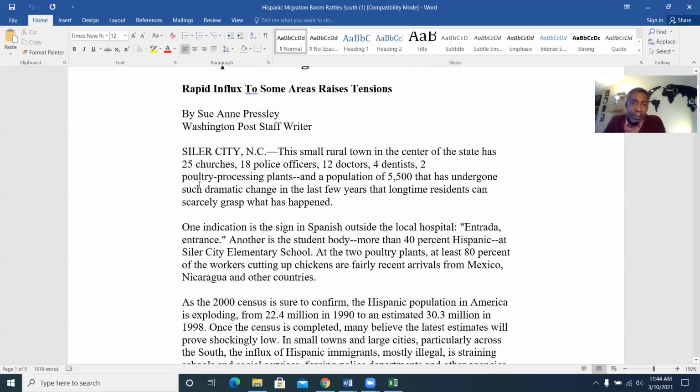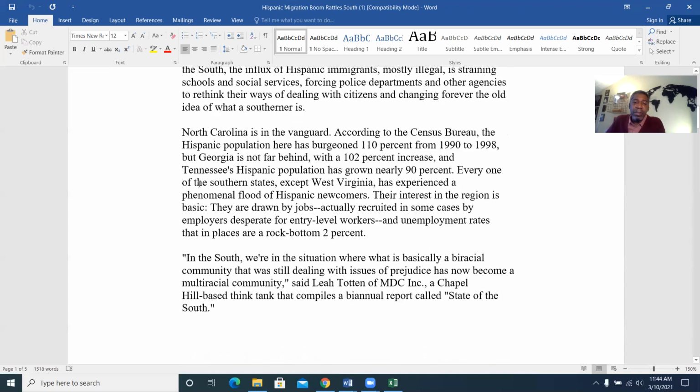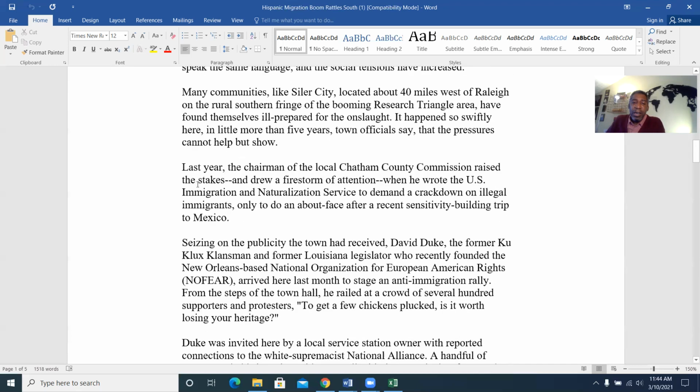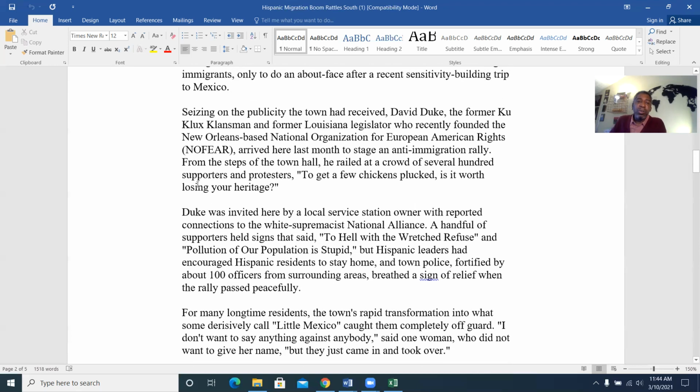And in the case of Siler City, North Carolina, and this shouldn't be shocking to any of us, as you can see, the Ku Klux Klan was very much in opposition to the arrival of these Latinx populations. Very much opposed. And you see the quote there, "To get a few chickens plucked, is it worth losing your heritage?" Very interesting. All these people are still probably eating chicken, but they don't want the people who process the chicken to be Latinx.